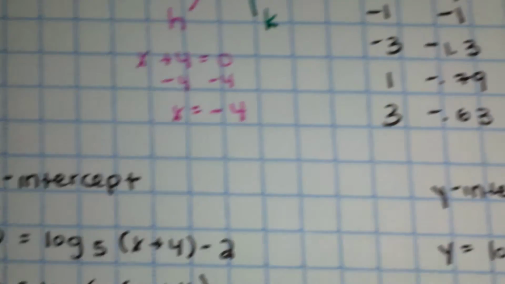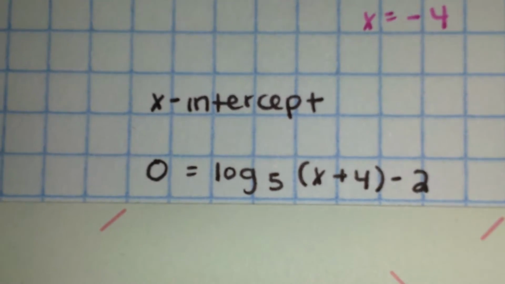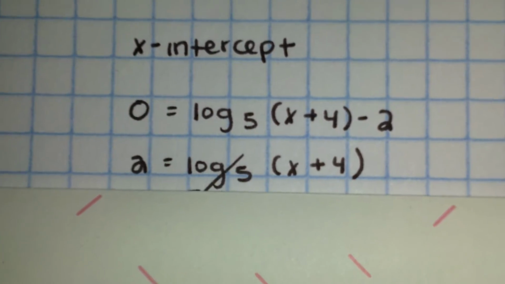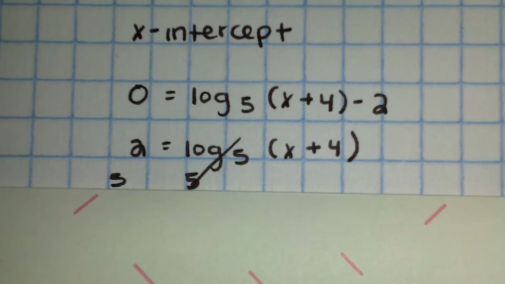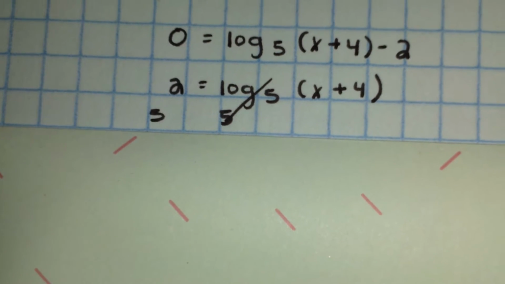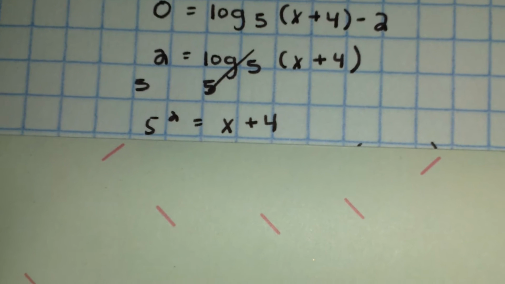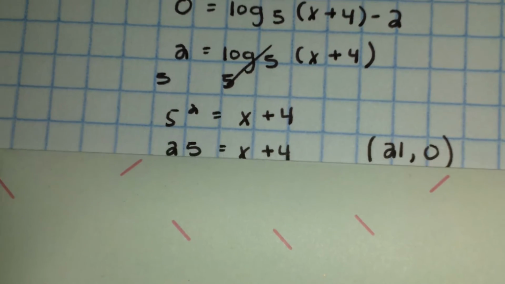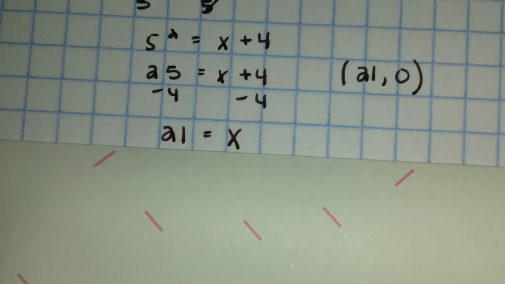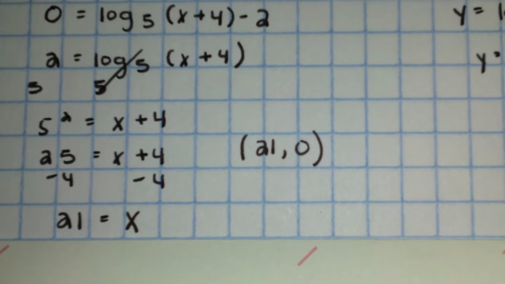So the next thing you do is you find your x-intercept. What you do is you set the entire equation equal to 0, and then you add the 2 over, and then you will be exponentiating to cancel out the log, and then you're left with 5 squared equals x plus 4. You find that 5 squared is 25, and then you just subtract the 4 over, and your x will equal 21, so your x-intercept will be (21, 0).